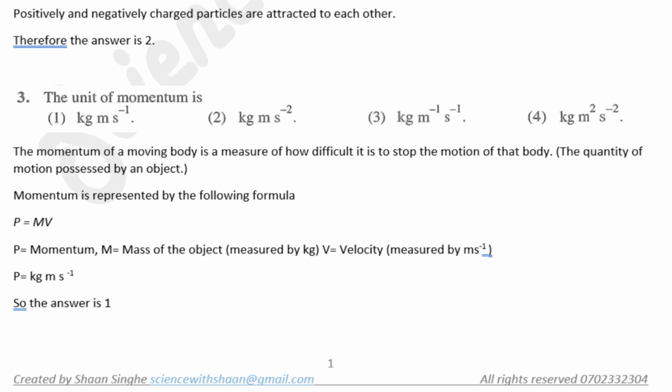They are positively correlated. So we measure the mass in kilograms, kg, and then we measure velocity in m s to the -1, right? Then the formula we have is P equals mv. Then we get kg from the mass and m s to the -1 from the velocity, so we get the answer P equals kg m s to the -1. So the answer is 1. For the third question, the answer is 1.